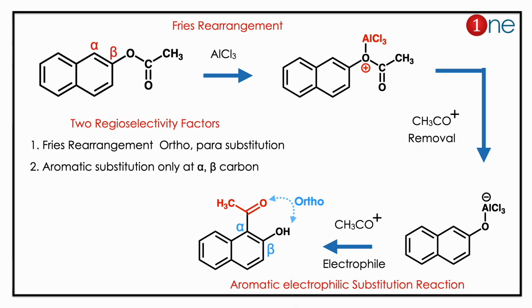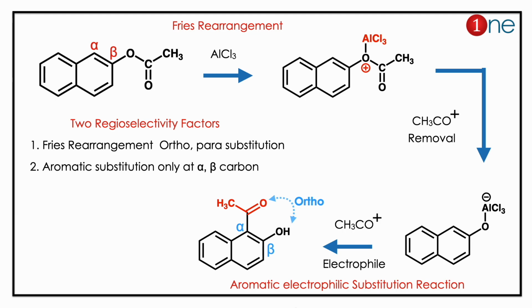By looking at the ester and aluminum chloride, you might realize it is a Fries rearrangement. Basically, Fries rearrangement involves selectivity, which is specified for ortho and para position. Then you have another selectivity because aromatic substitution in the naphthalene favors only the alpha and beta position. By considering two factors, the removed CH3CO+ attacks in the alpha position as well as ortho to OH, you have the final product. So the concept you have to learn here is selectivity.